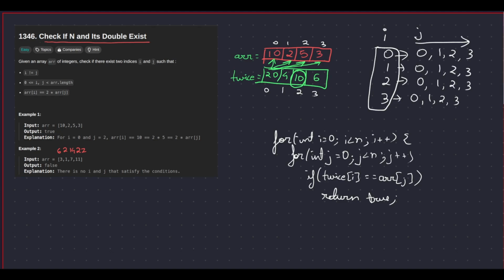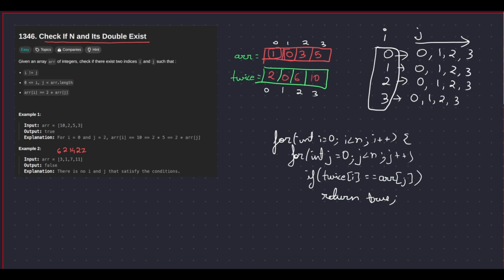Let us take the following example. Let us consider an example here, which is 1, 0, 3, 5. Alright, now the double of these elements will be 2, 0, 6, 10, right? Now for 1 there does not exist a 2.